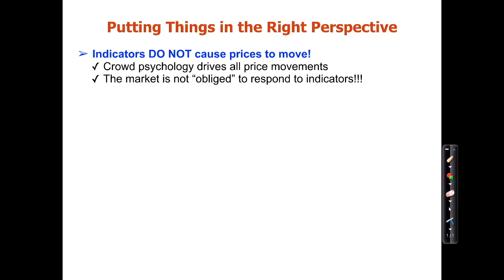Now, one thing to understand is that indicators, moving averages, and candlestick patterns do not cause prices to move. Remember that. It is crowd psychology, emotions in the market that drive price movements. So the market is not obliged to respond to indicators. Just because the 6 EMA crosses above the 18 EMA, it doesn't mean the price must go up. The price can still go down.